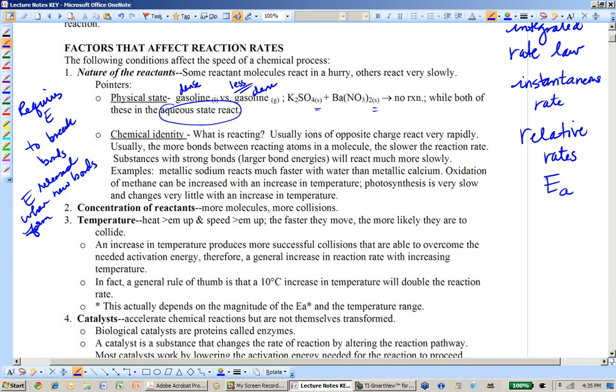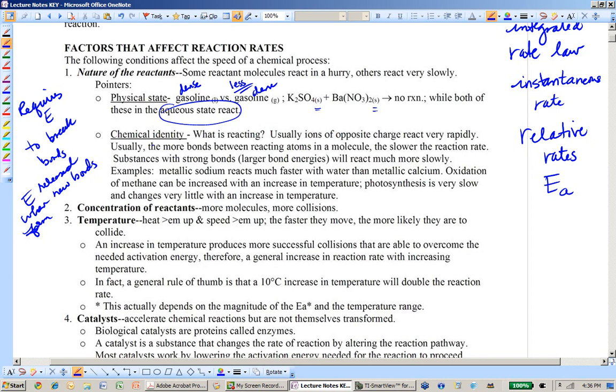Usually, the more bonds between reacting atoms in a molecule, the slower the reaction rate. So if you have substances that are doubly bound, triply bound, they're going to have a much slower reaction rate than things that are all singly bound, because you've got to break more bonds if you're going to separate the atoms so that you can recombine them into new substances. Also, if we have single bonds with really large bond energies, things that are glued together, like the hydrogen atom to the oxygen atom in water in that H-O bond, these things are going to react much more slowly. So some examples: metallic sodium reacts much faster with water than metallic calcium.